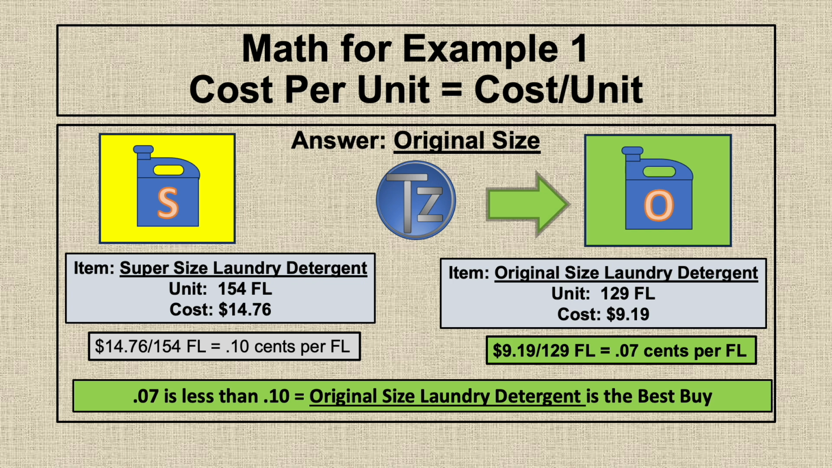Using the cost per unit method, we find that with the supersized laundry detergent, $14.76 divided by 154 fluid ounces equals 10 cents per fluid ounce, while for the original size laundry detergent, $9.19 divided by 129 fluid ounces equals 7 cents per fluid ounce. 7 cents is less than 10 cents, hence the original size laundry detergent is more cost effective and the best buy.